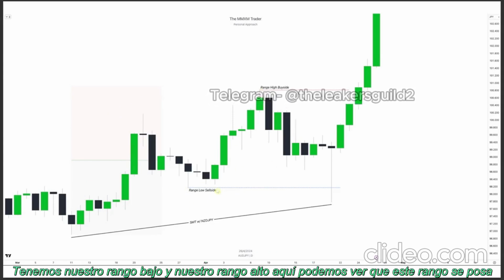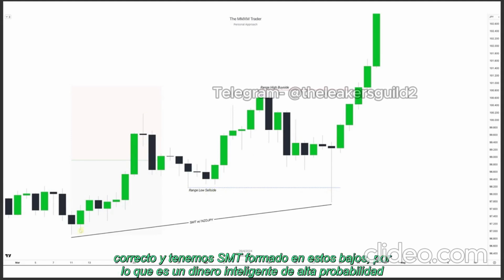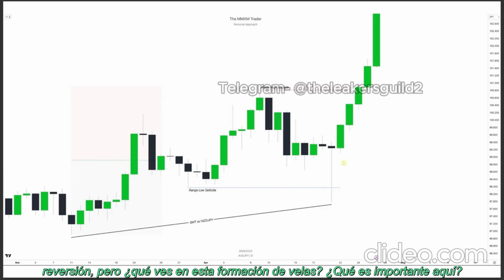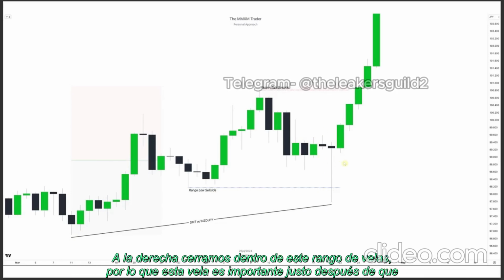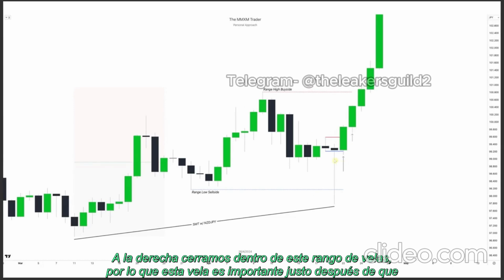You can see this range gets purged, right? And we have SMT formed on these lows. So that's a high probability smart money reversal. But what do you see in this candle formation, right? What is important over here? Right, we close inside of this candle's range. So this candle is important, right?